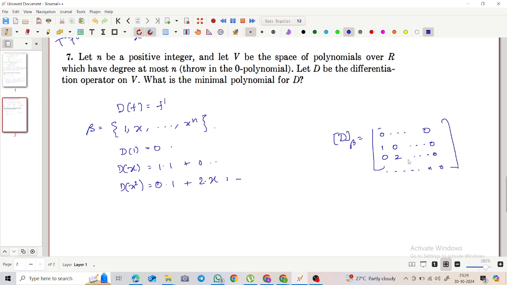Okay, so clearly this is a nilpotent matrix. This is a nilpotent matrix of size n plus 1 cross n plus 1, nilpotent matrix of rank n. So x to the power n is the minimal polynomial.